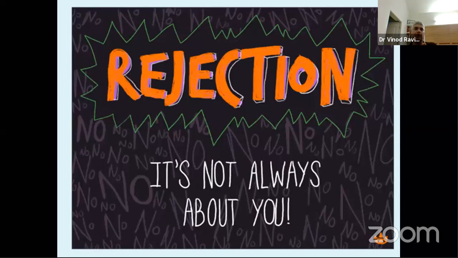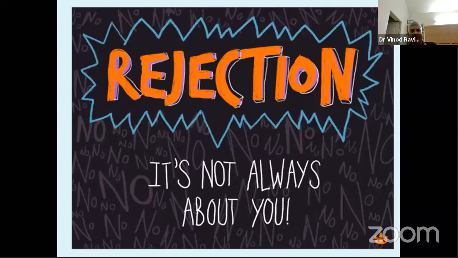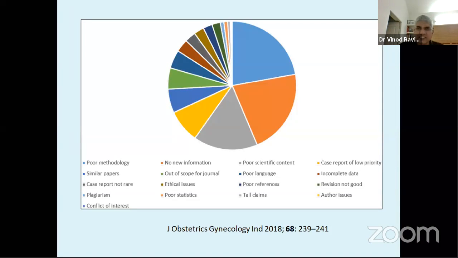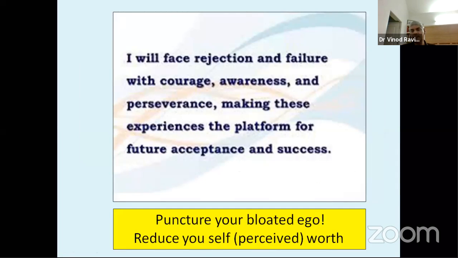So what is important for the authors to realize is that it's actually not about them. A rejection of a manuscript is actually not about them. There can be several different reasons for a manuscript to be rejected. And we had discussed this aspect in the last 4 sessions of this workshop. Right from poor science to poor writing to tall claims, and simply a manuscript being out of the scope of the journal, the reasons can be many. But what is important is for the authors to develop a mechanism to deal with the rejection.